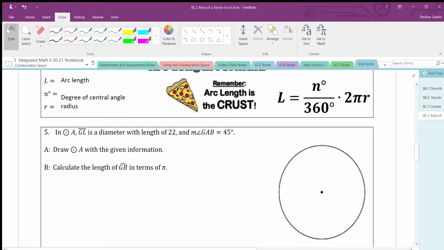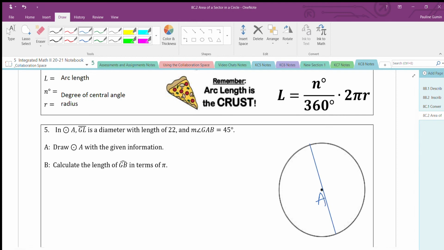In circle A, okay, so I know it's called A. GL is the diameter. Okay, let's draw in the diameter, GL. It has a length of 22, so that means each of these is 11. The measurement of GAB is 45 degrees.